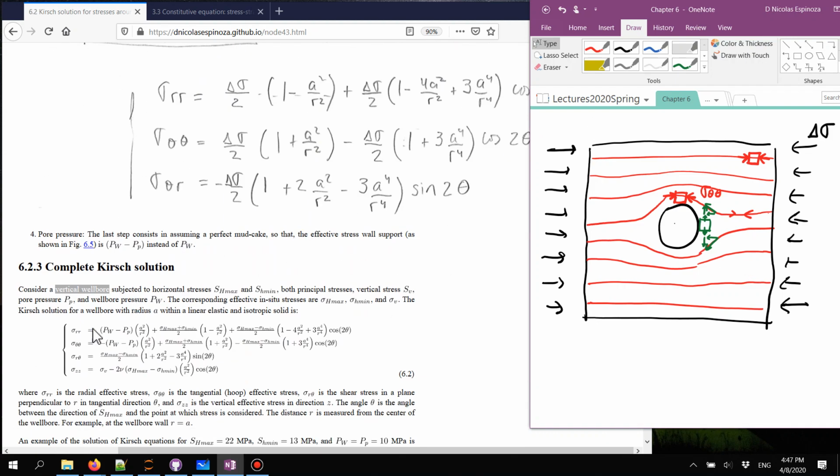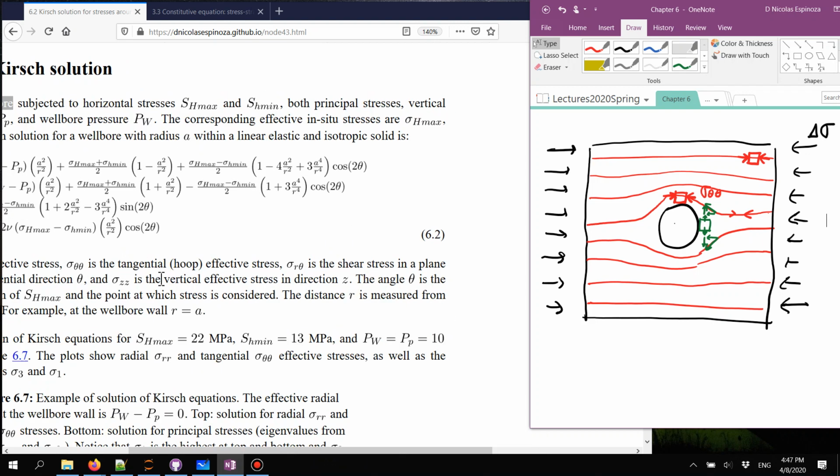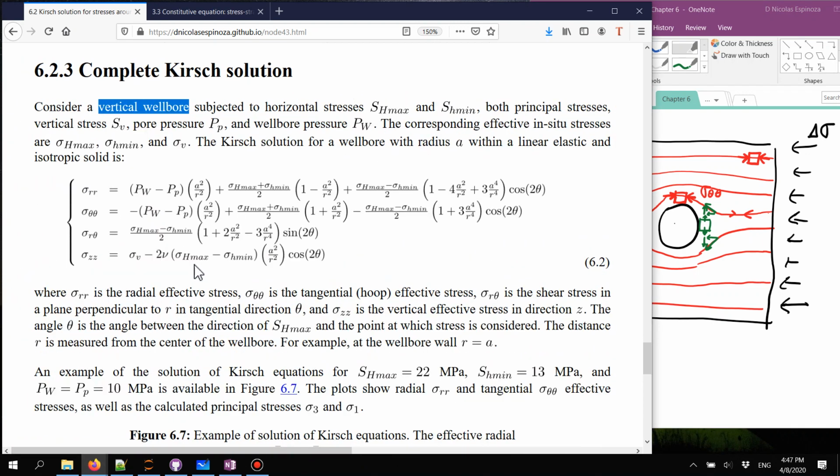Finally, we put all of that together and we get the Kirsch equations that summarize the 3 actions: the effective radial support, the far field stress, and the additional component of the far field stress, which, as you can see in this case, is affected by the angle and depends on the position of the rock with respect to the direction of the applied stress. Okay, so with these equations, now we are able to calculate the state of stress around the rock.